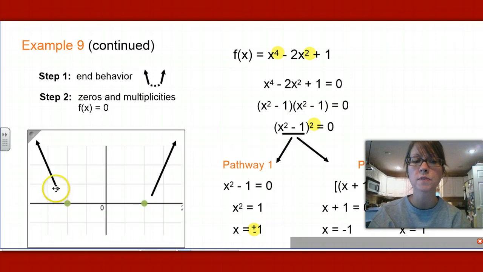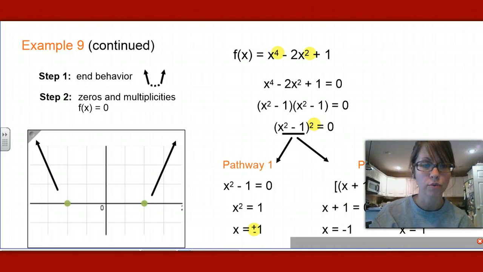And I put in the end behavior as well. Okay, and we also expect, we said multiplicity of 2, for it to touch and turn there. We don't know what it does in the middle, but we know it comes down at some point to touch and turn back up there. Okay, that's step 2.